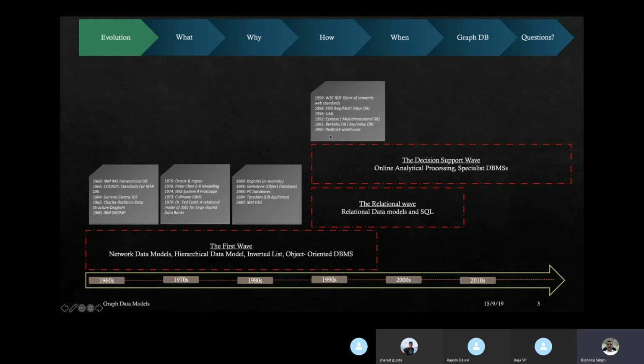So here are a few. Red Brick Warehouse came in 1990. Okay, UML in 1996. I'm just highlighting the things which we have used in our careers. Okay, and the W3C RDF theory was published in 1999. Okay, so after this, the last wave was the NoSQL wave.